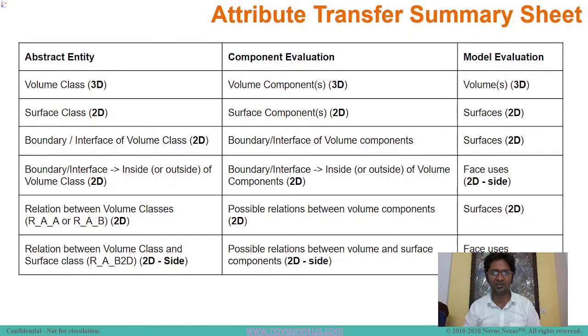Here is a summary chart which shows how your attribute gets transferred from abstract entity to the geometrical entity. Just remember that whatever may be your abstract entity, whether it's a 3D class or 2D class, the relation, or maybe the closure entities of classes, your attribute will always first transfer from abstract entity to the respective component. After that, it will get transferred from the respective component to the respective geometrical entity.